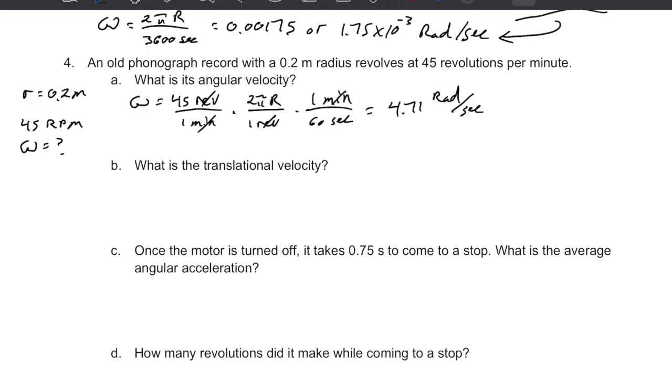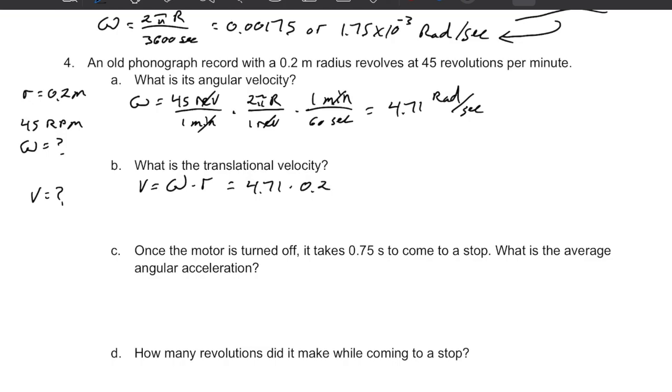What is the translational velocity? Let's remember translational velocity is the linear velocity, the one that we're a lot more familiar with, that we've worked with all year long. We know that translational velocity will be the angular velocity times the radius, or 4.71 times 0.2, 4.71 being the solution from the previous question, times the 0.2 that they gave us in the problem being the radius.